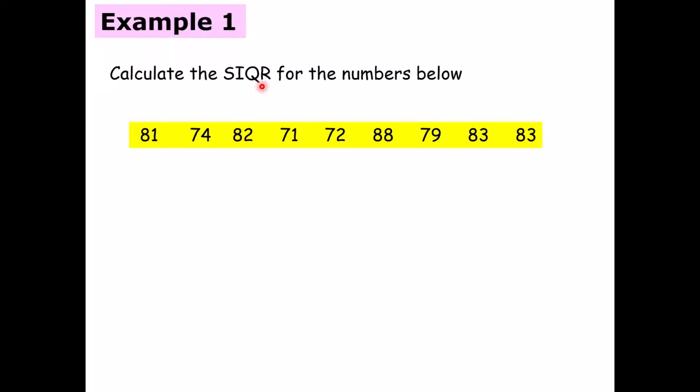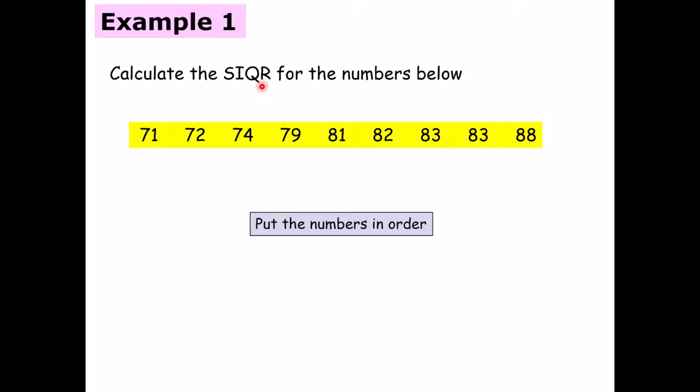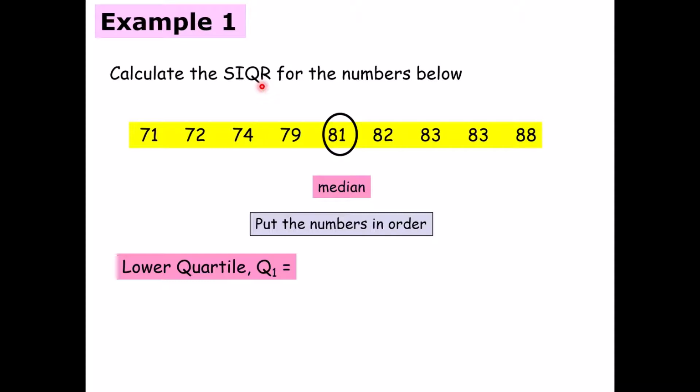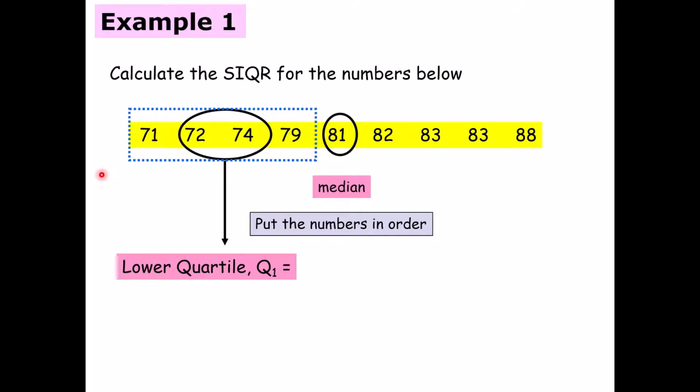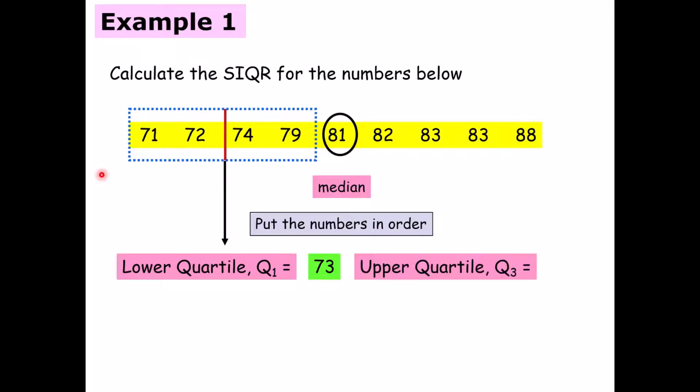Okay, so we're just going to start off like we would normally, and we've got a set of numbers and we must put them in order before we do anything. So putting them in order, we're going to identify the median, which is 81, the middle number, and then the quartile 1, so the lower quartile from the bottom set of numbers, is halfway in between 72 and 74. So halfway in between that is 73, and then halfway in between the upper quartile, so to find the upper quartile, 83 and 83, therefore in the middle is just 83.